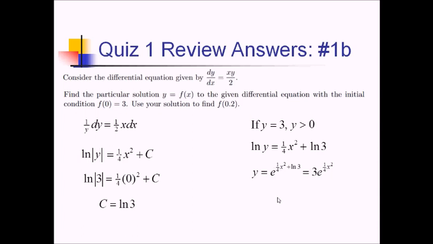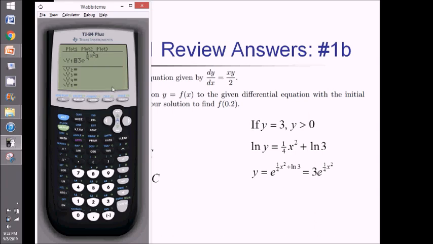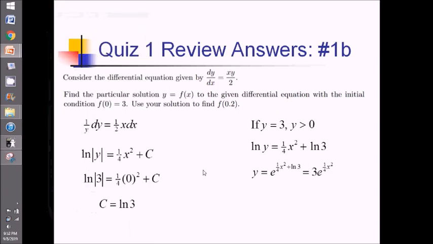Now we're not quite done with everything because they wanted us to find f of 0.2 using our particular solution. So to do this on the calculator, I've entered my particular solution into my y equals, and then I'm just going to do alpha trace, pull up y1, and plug in 0.2. So there we go. That comes out to 3.030 if we take it to 3 decimals.